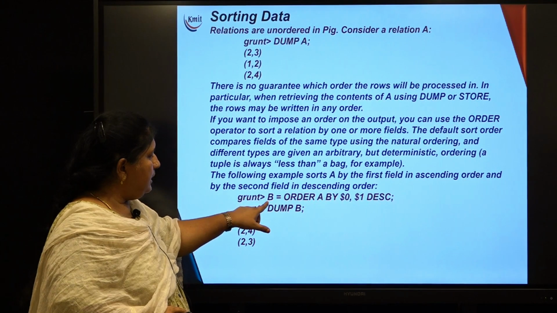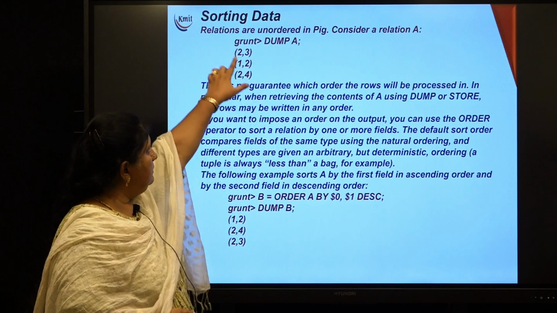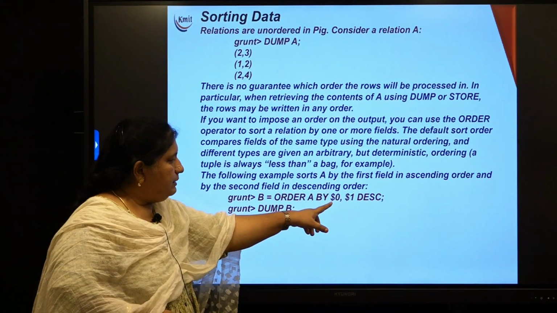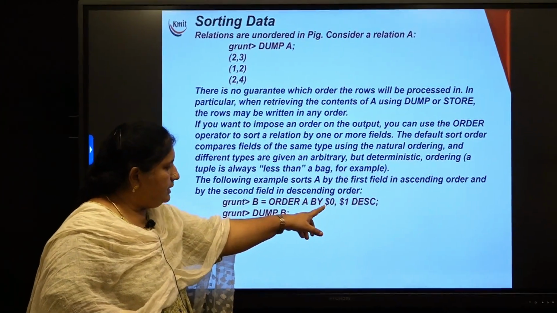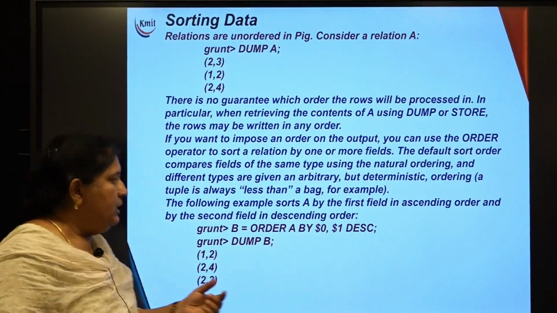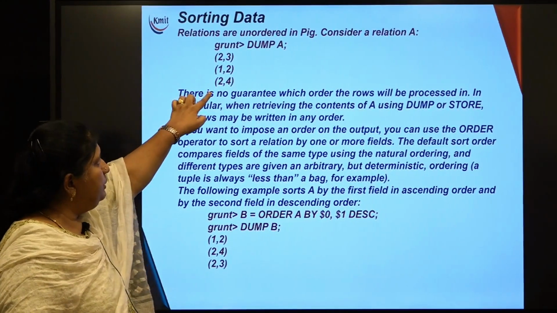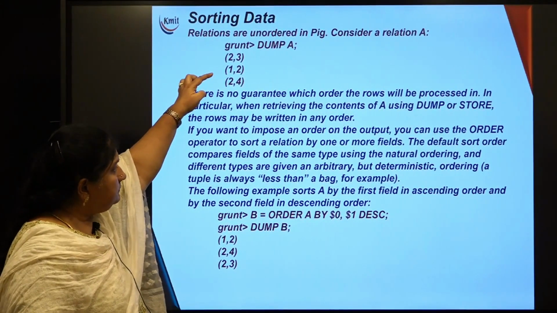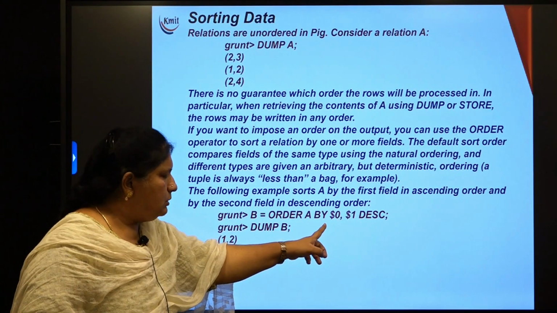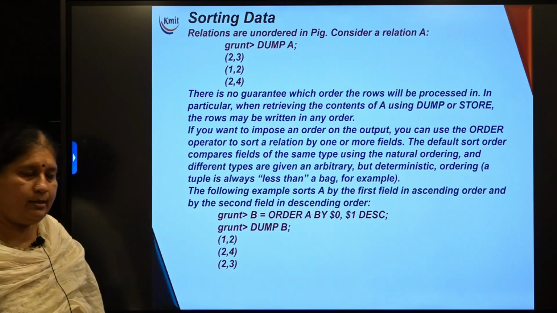For example, B is equal to order A. What is A? This particular relation. Order A by the first attribute, that is positional attribute $0, then $1 descending. I want it in descending order. So the first attribute of the tuple should be used for sorting, then the second attribute should be used in descending order. First in normal ascending order, and the second attribute to be displayed in descending order.